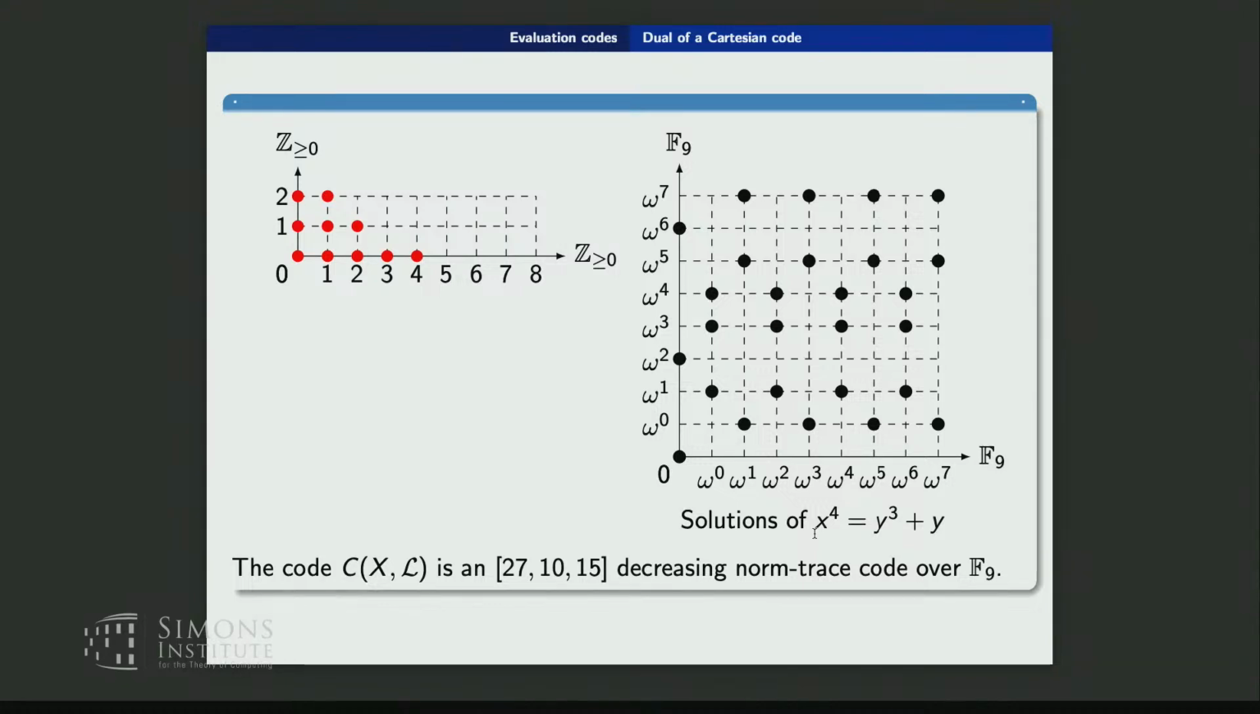Here we have an example. And this is a Hermitian code. For the Hermitian code, you have a certain equation, and the points that you are going to use are the solutions for that equation. Okay? So here I have the points.